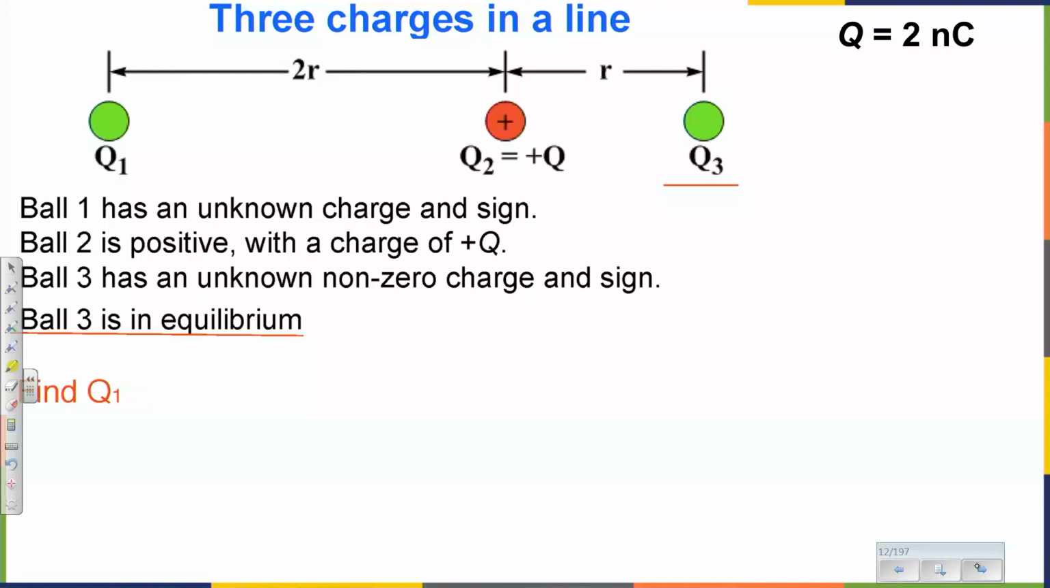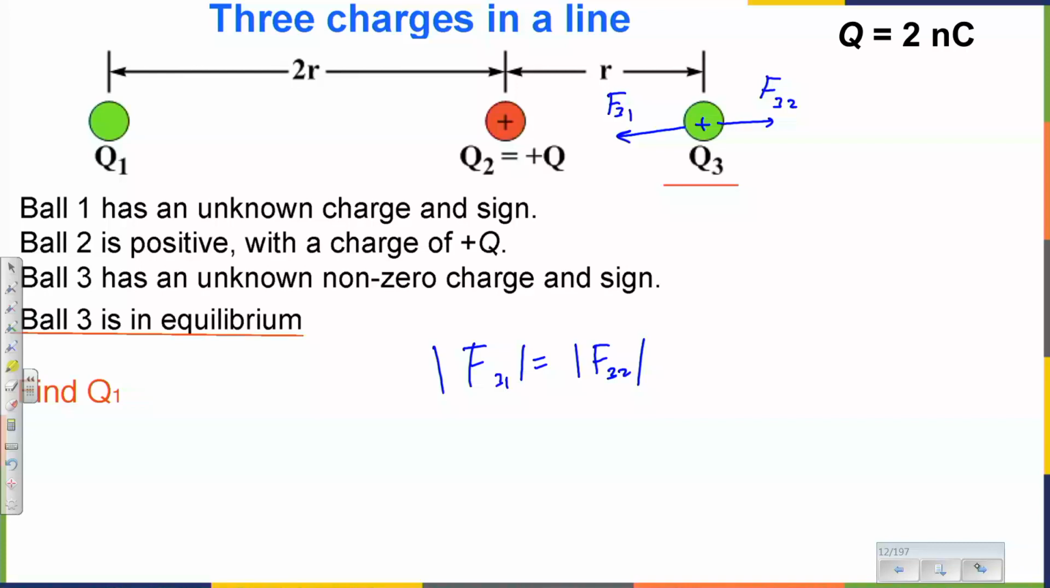Well, this is a very simple situation now. Let's keep it positive. It's more intuitive. So this is a force acting on third from second. This is the force acting on third from first, and these two forces must have exactly the same magnitude. That's what this word equilibrium means.